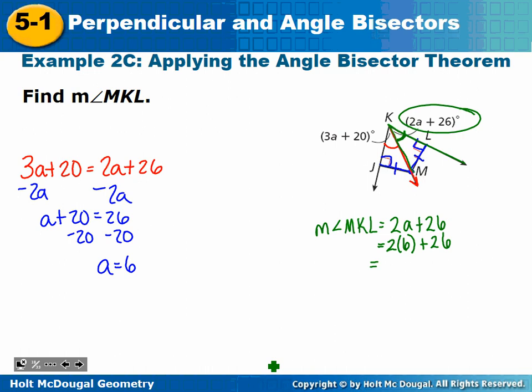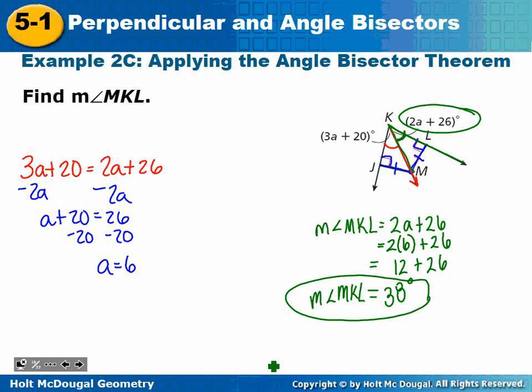What's 2 times 6? 12. What's 12 plus 26? 38. And 38 what? Degrees. Don't forget your degree symbol. Don't forget the little m when you're giving me the measure. So measure of angle MKL is 38 degrees. Questions on angle bisector theorem?